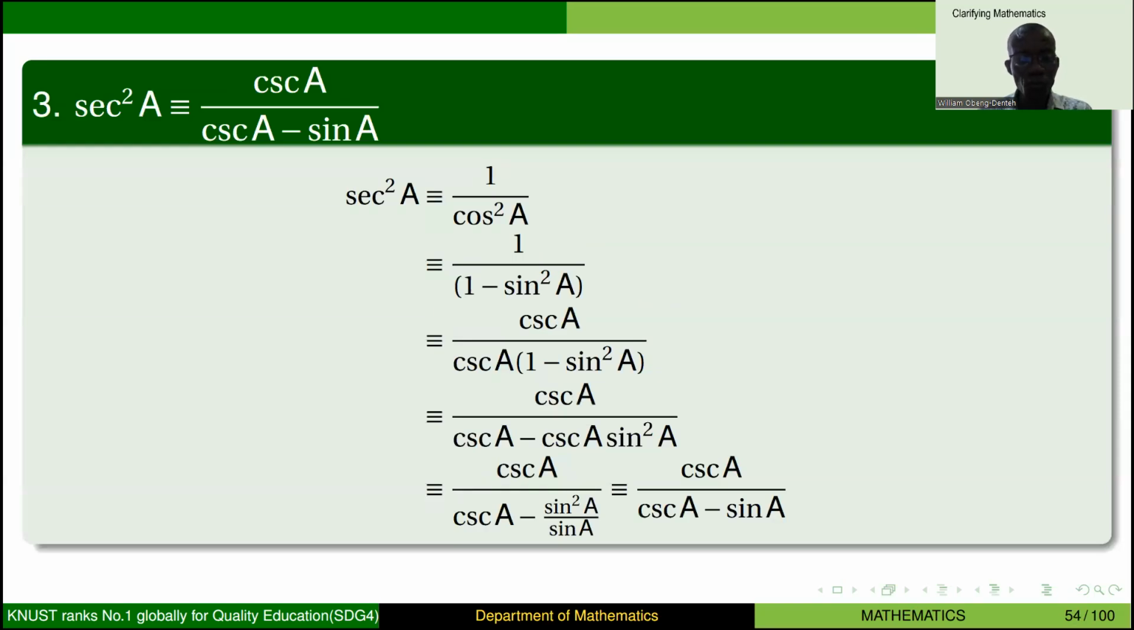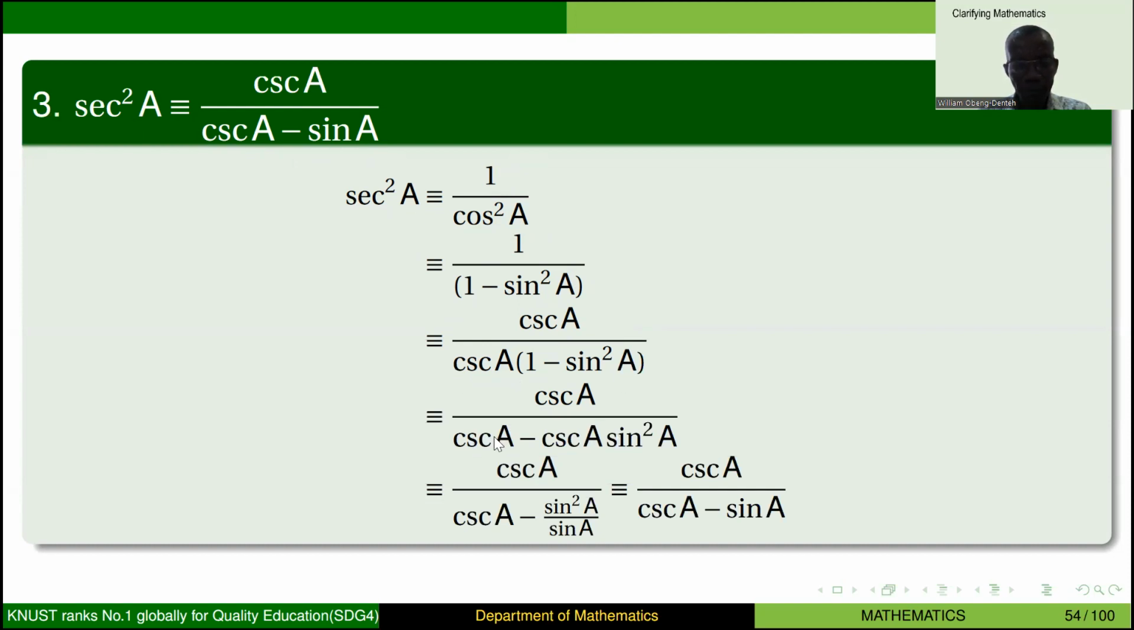We want to move on to the next question: sec squared A giving us cosec A all over cosec A minus sin A. So we want to start with the left-hand side. You write sec squared A will give us 1 over cos squared A from here. Now let's convert this into sine, so we get 1 minus sine squared A. Let's try and introduce cosec A on top and in the denominator as well. So this times 1 will give us cosec A, and then the denominator times cosec A.